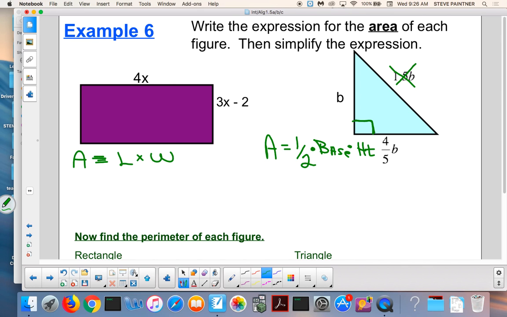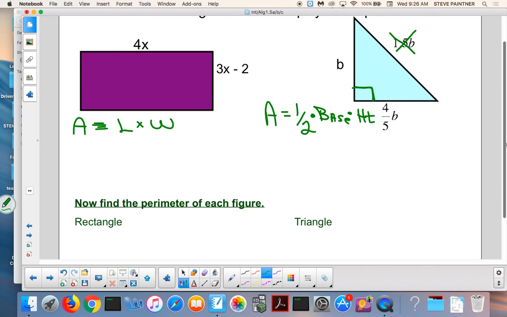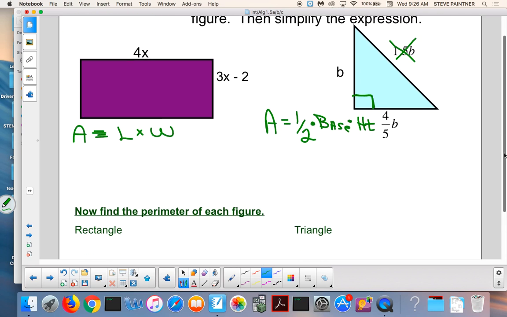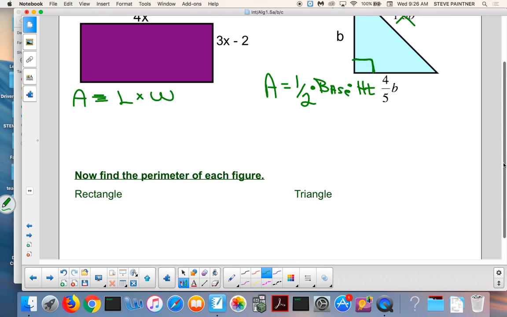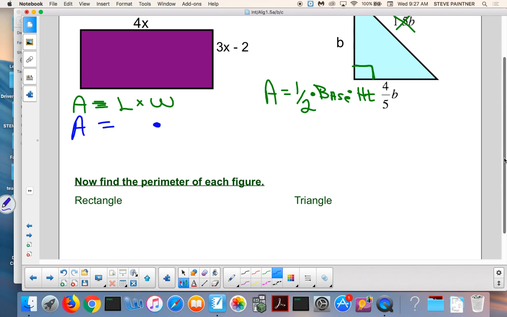See what happens. Please work in pencil, because you might make a mistake. These are all things you did in lesson 1.4.